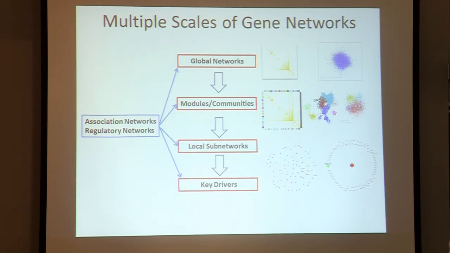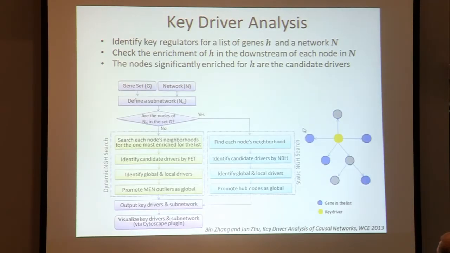I'm not quite clear how you go from the modules to the local subnetworks. I was thinking it was just those that were the most connected, but then you brought in the QTL analysis. Can you say something more about how you get to the local subnetworks, and then what nominates the key driver? Oh yes. So basically, it goes through this particular procedure.